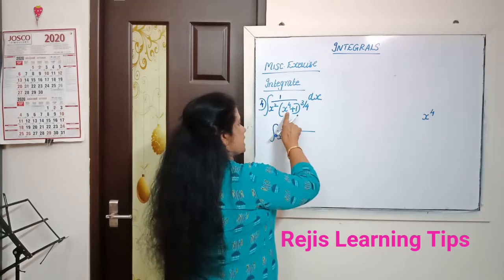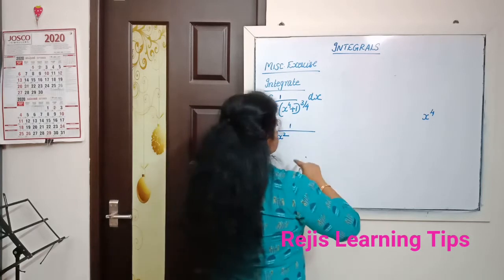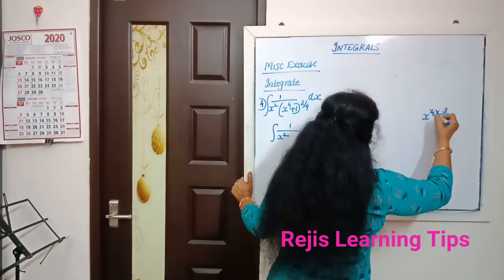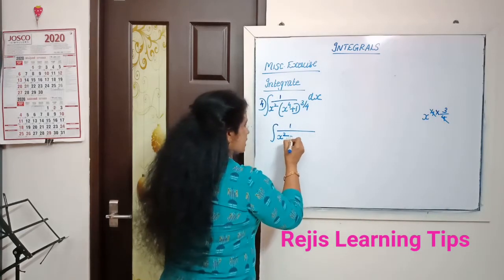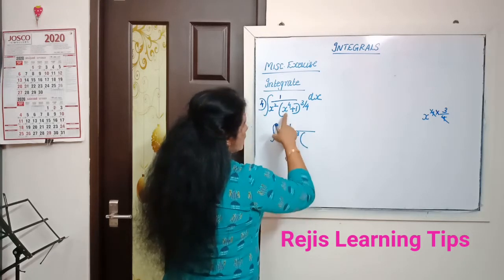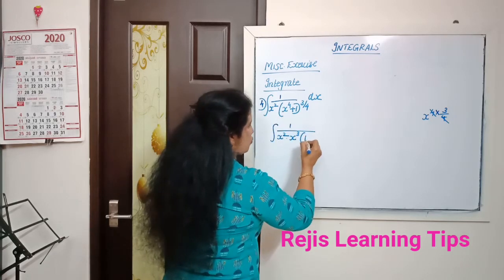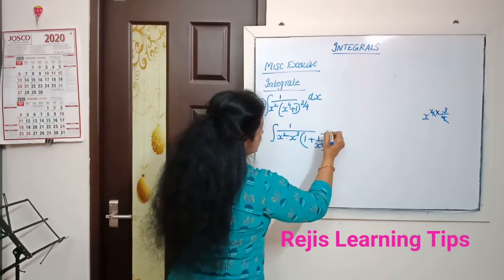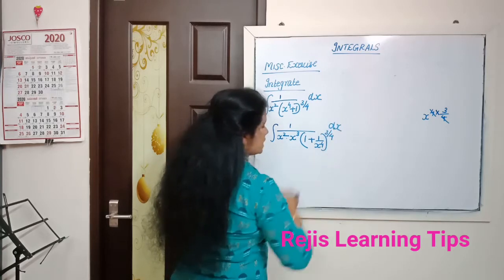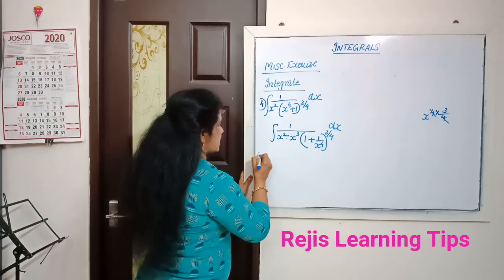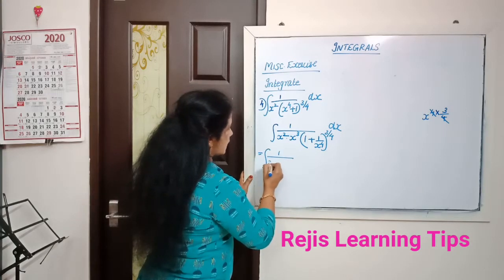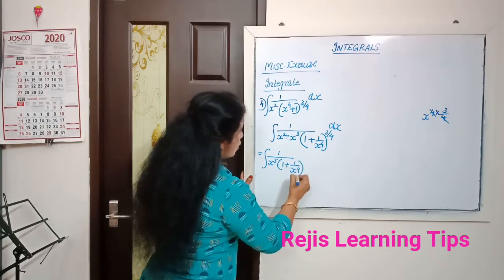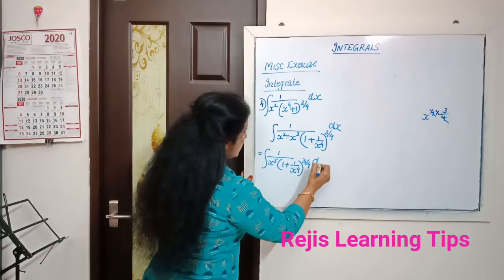Now we can take x raised to 4 outside. If we take x raised to 4 outside, then we will get (x raised to 4) the whole raised to 3 by 4, so we will get x cube outside, into (1 plus 1 by x raised to 4) the whole raised to 3 by 4 dx. Am I correct? Then we can write 1 divided by x raised to 5 into (1 plus 1 by x raised to 4) the whole raised to 3 by 4 dx.